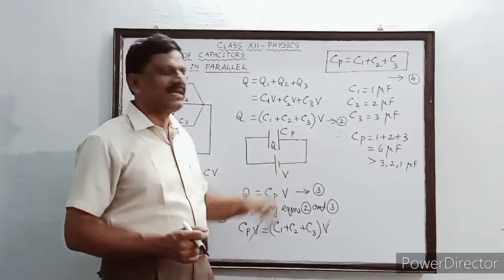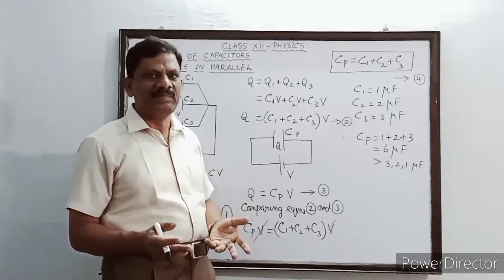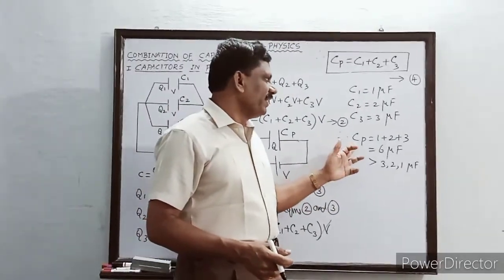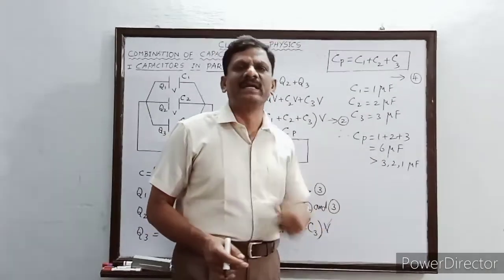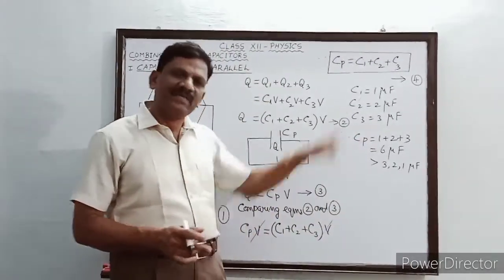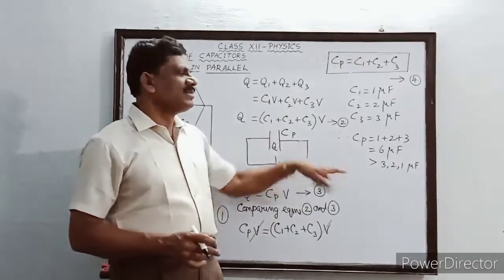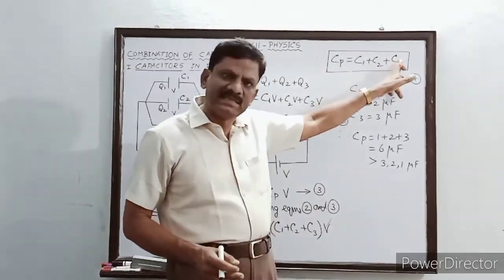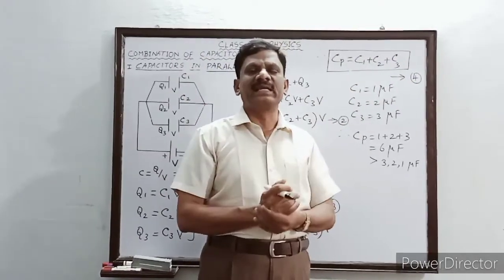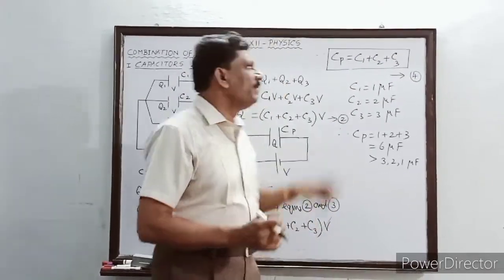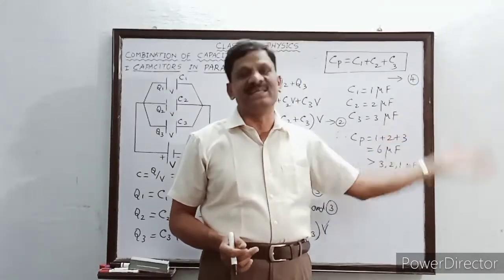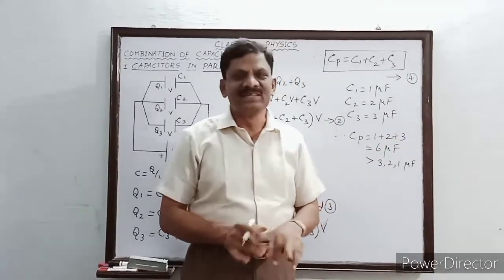So when three capacitors are connected in parallel, the effective capacitance is found to be greater than the greatest of the given combination. Suppose 4 capacitors are connected, then 4 terms should come on the right hand side. If n capacitors are connected, Cp is equal to C1 plus C2 plus C3 up to the last term Cn. Have you understood?